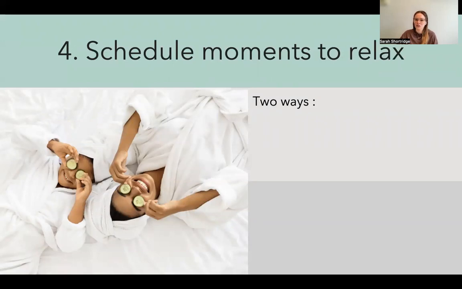Number four is to schedule moments to relax. This is very important, especially for people who are always in a competitive environment, such as people who play professional sport or have very high performance rate jobs. There are two ways to find moments to relax. So the first way is to see the weekend as a vacation. So basically, when the week ends, you unplug, you stay away from work, you watch a funny TV show, you do something that makes you feel good, and you take time away from what brings you performance anxiety.